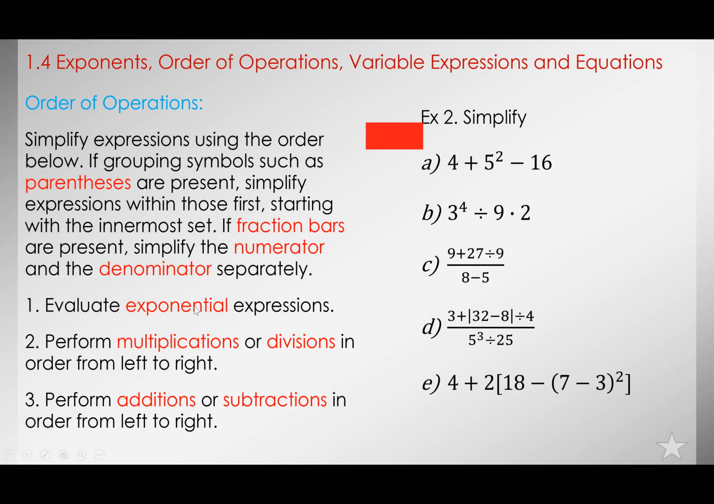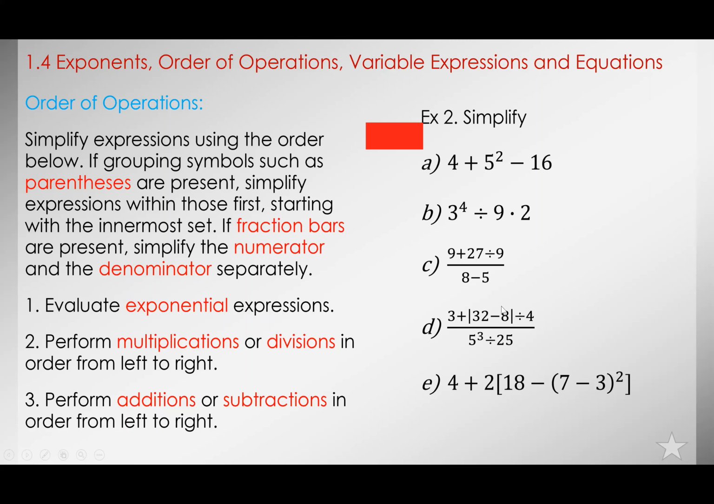Well, one thing is absolute value is like a parenthesis, okay? It's like a grouping. The only thing different between the absolute value and the parenthesis is that when you want to get rid of the absolute value, the number that comes out will be positive, okay? That's the only difference. So if you look at D, we need to do any grouping item first, which is 32 minus 8.